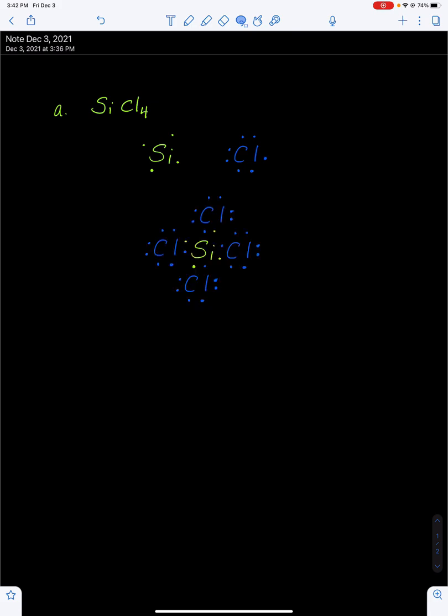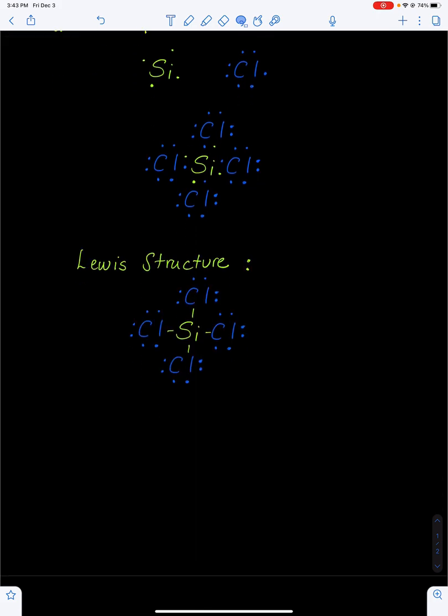So silicon goes in the middle, and I surround it with the 4 chlorines. You can see I've got lots of dots on here, but I've got the silicon, its 4 electrons, and then the 4 chlorine atoms around it with their 7 electrons each. So then I can go ahead and draw a Lewis structure, which looks like this. We've got silicon, and the silicon has 4 bonds with each of the 4 chlorine atoms that surround it. So this would be the Lewis structure.